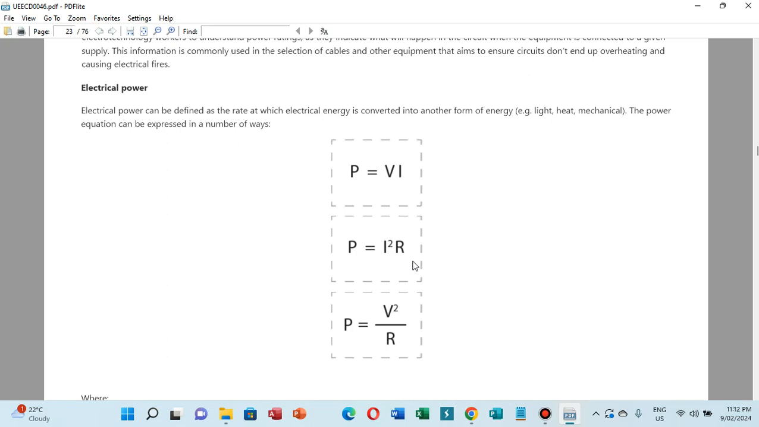In this case, I is the current and R the resistance, or P equals V squared by R. In this case, V is the voltage and R is the resistance. Now the power equation: P equals VI.